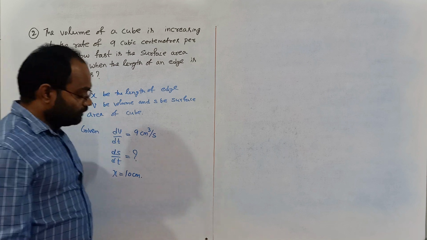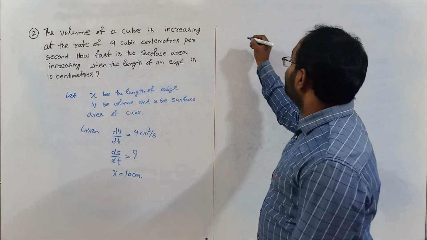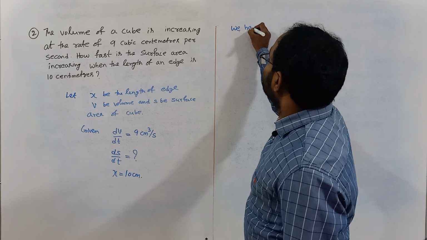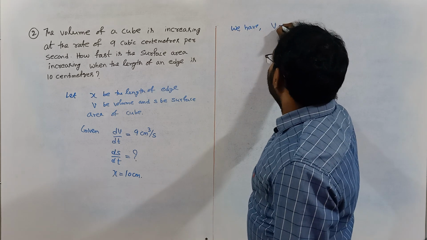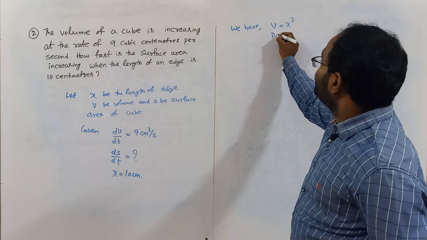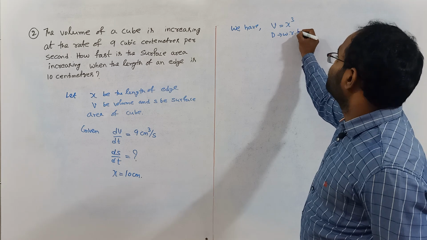Now we know what is the volume of a cube. We know that we have, so volume of cube V is equal to x cube. Let us differentiate with respect to time.